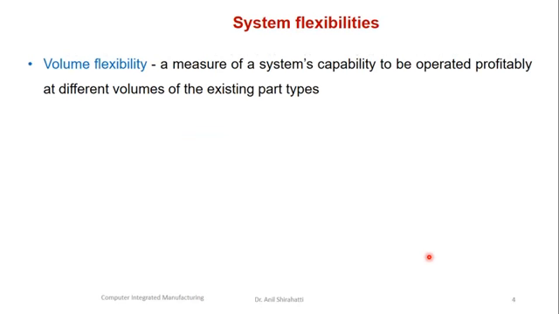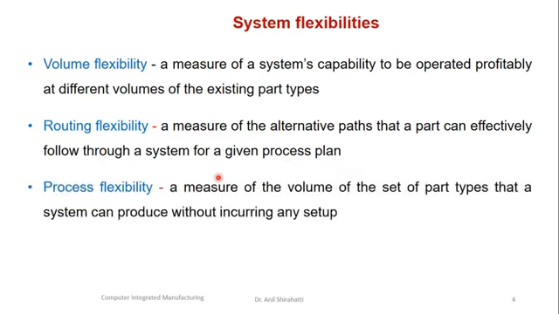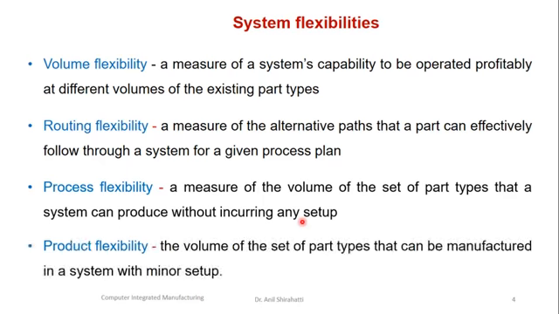Next is the system flexibility. So first is volume flexibility, a measure of the system's capability to be operated profitably at different volumes of existing part types. Second, routing flexibility, a measure of alternative paths that a part can effectively follow through a system for a given process plan. Next, process flexibility, a measure of the volume of the set of parts that a system can produce without incurring any setup. And the last is product flexibility, the volume of the set of part types that can be manufactured in a system with minor setup.